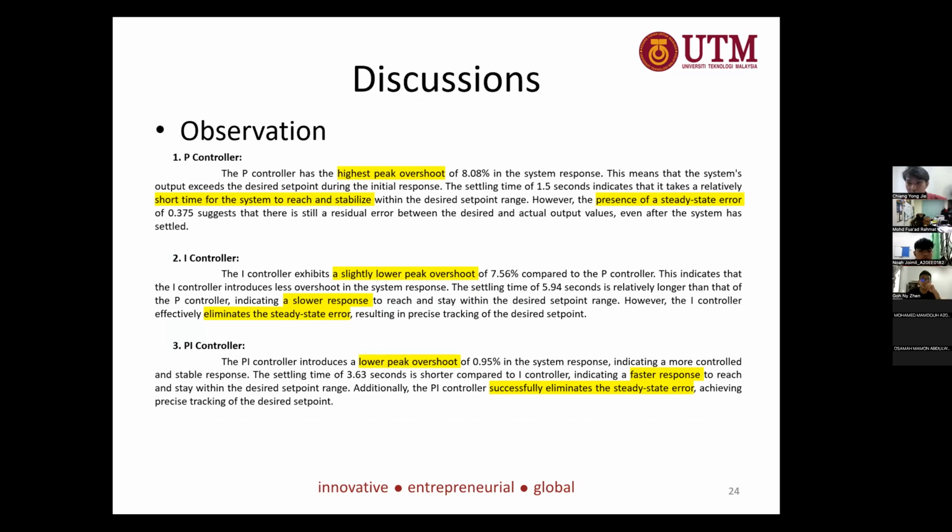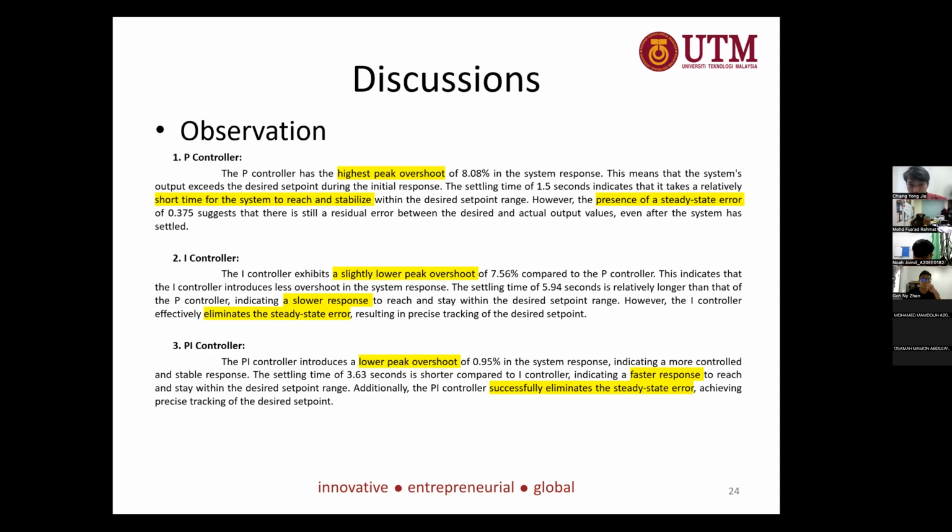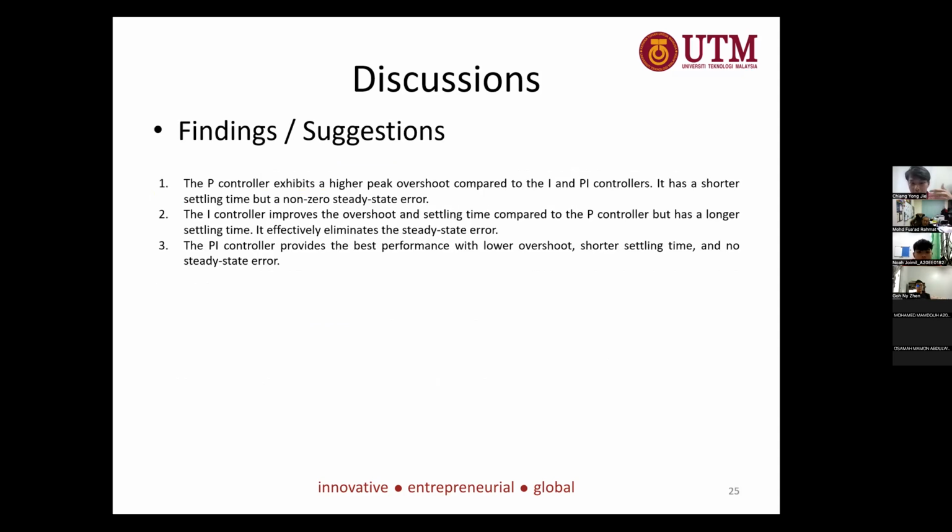But there is a presence of steady state error, as in the table. However, for the I controller and PI controller, there is no steady state error because they are able to eliminate it. The I controller has a slightly lower peak overshoot and a slower response, while the PI controller has the lowest peak overshoot, which is 0.95, and a faster response. And this is the discussion that I have made.